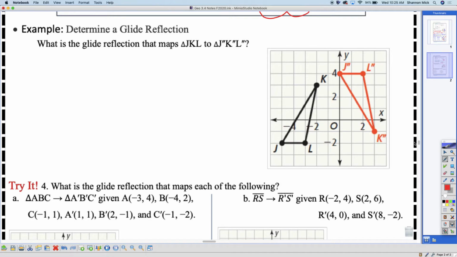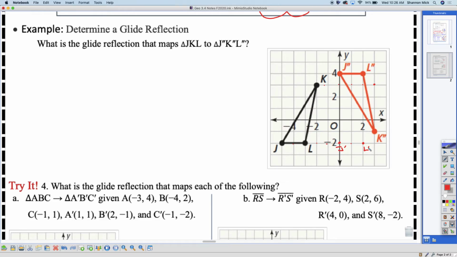Okay, so let's look at our translation. So my translation, I'm going from K to K double prime, yes? So how far over horizontally did I go? 1, 2, 3, 4, 5. And if I did that 5 here, so I'm temporarily here, that means I would go 1, 2, 3, 4, 5 for J, wouldn't it? And then 1, 2, 3, 4, 5 for L. Does that match them all up?